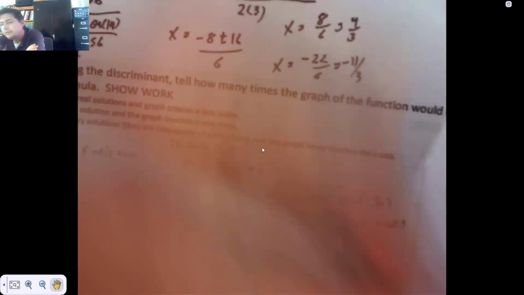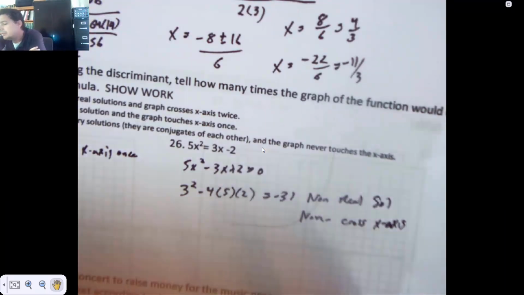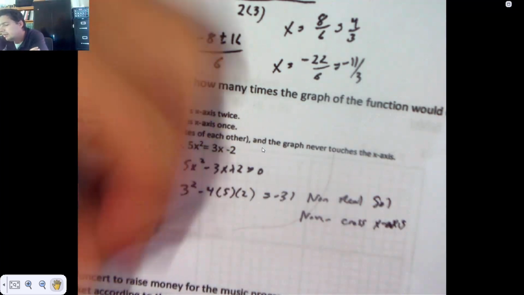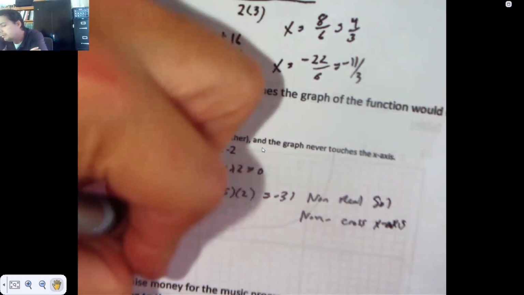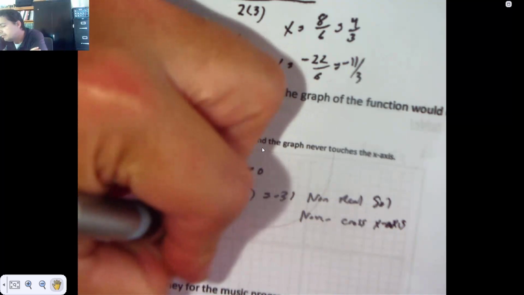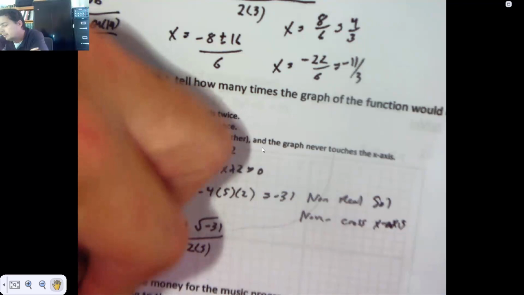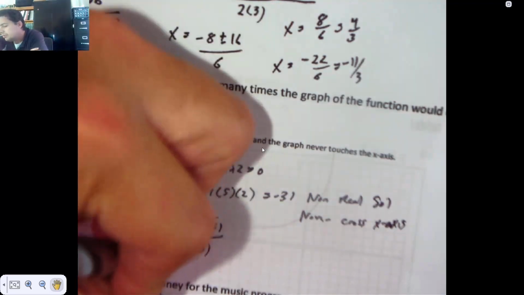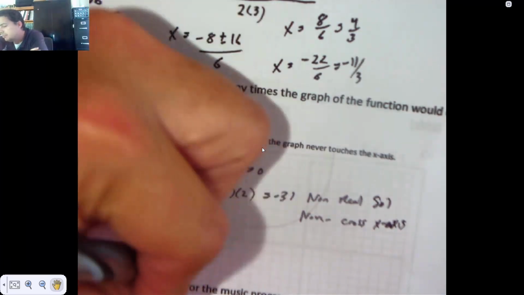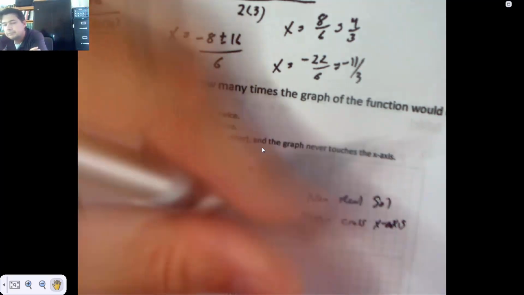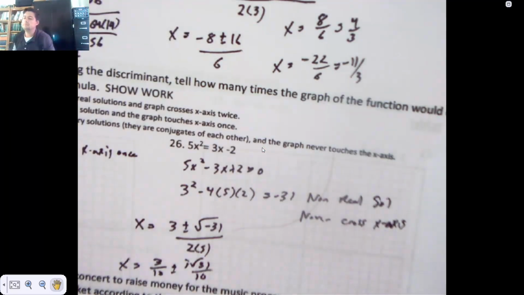We never touch the x-axis. These are non-real solutions. We never cross the x-axis. Just never, ever, ever happens. So anyways, time to do the quadratic formula. And like I said, you've already done the bulk of the work. Opposite b would be 3 plus or minus the root of negative 31 over twice of 5. Twice of 5 is 10, so 3/10 plus or minus the imaginary root of 31 over 10. There's your two answers.